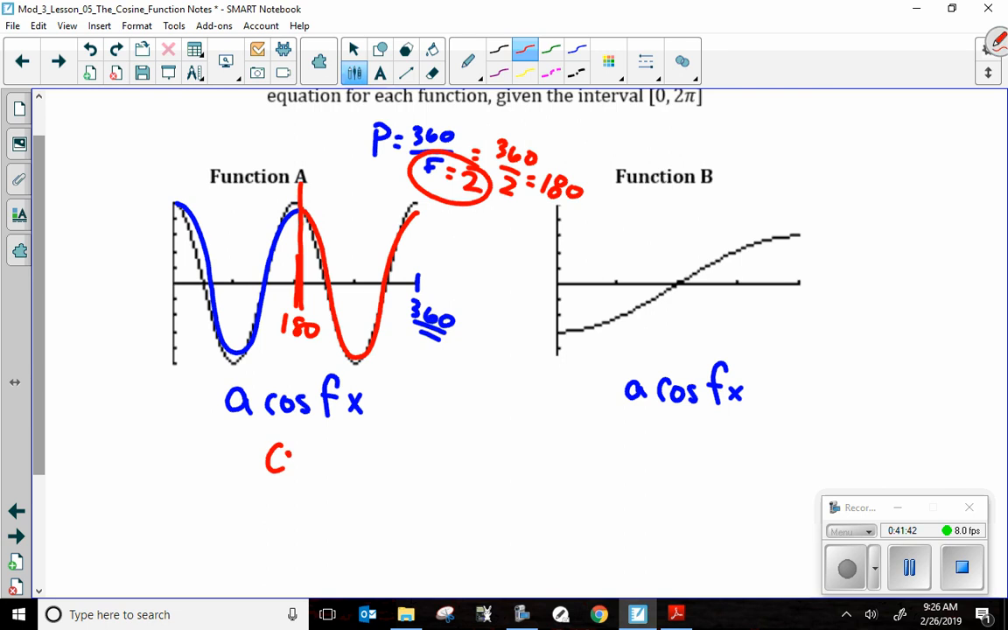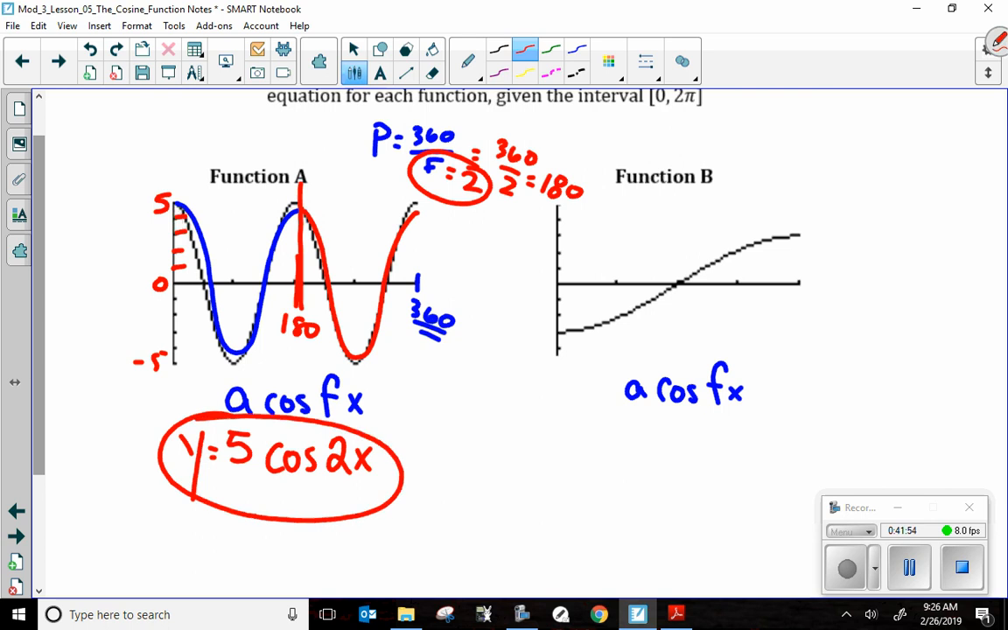So cosine of 2x. What's my amplitude? 1, 2, 3, 4, 5. The midline's here, so my amplitude is 5. That's my equation. My period, we just figured out it's 180 degrees. Or if you want to call it, you could say it's pi over 2. It's the same thing. Let's move on to the next one.